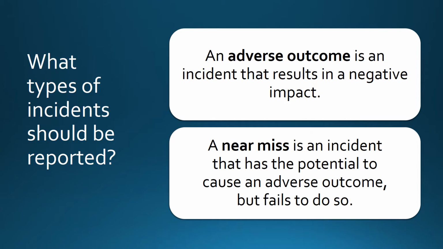Near misses are incidents that have the potential to cause an adverse outcome but fail to do so. For example, during a rock climbing activity, a leader notices that a participant's carabiner was not locked. If the student had fallen, this may have led to a serious injury.